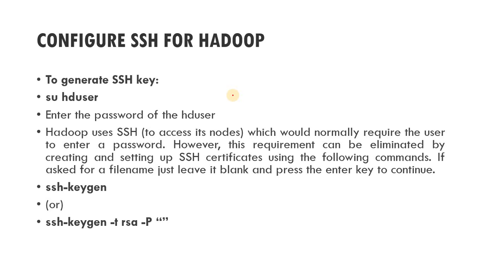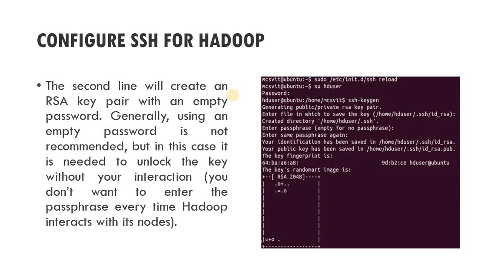If it asks for the file name, just leave it blank and press enter to continue. There are two methods: one is password based and the other is passwordless. In the password-based method, you need to write the password. If you don't want to write the password, you can use a certificate, and for that you need to create an SSH key. The command is ssh-keygen -t rsa -P, so it creates an RSA key.